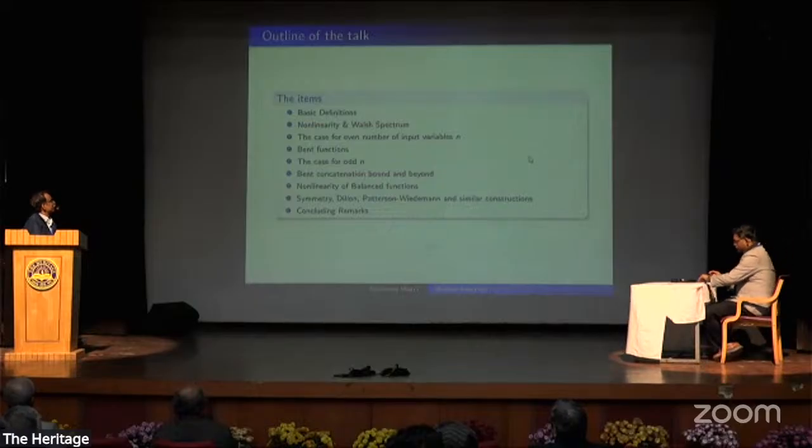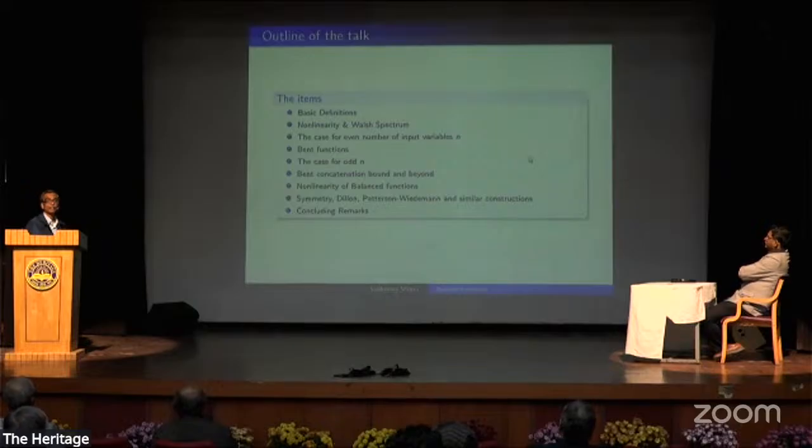So, basic definitions: nonlinearity and Walsh spectrum of Boolean functions, the case for an even number of input variables. An AND gate with 2 inputs is a Boolean function on an even number of input variables. Now, if you consider a multiplexer, where there are 2 inputs and 1 select and 1 output, then it is 3 inputs. That is odd. On even and odd, there are a lot of issues.